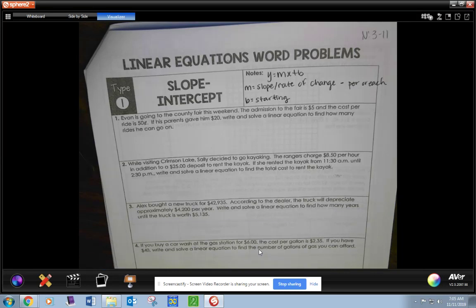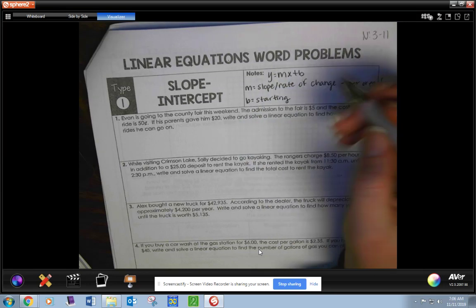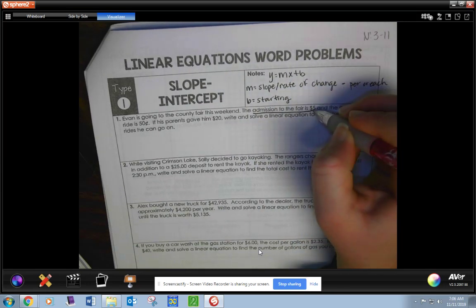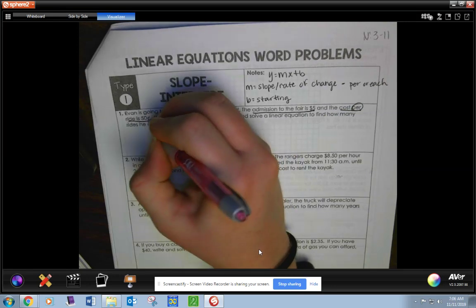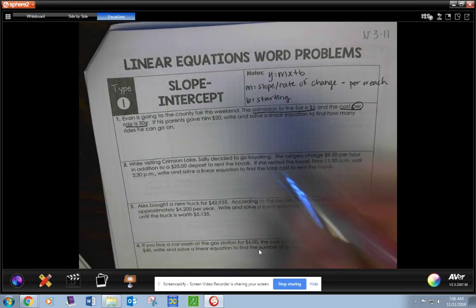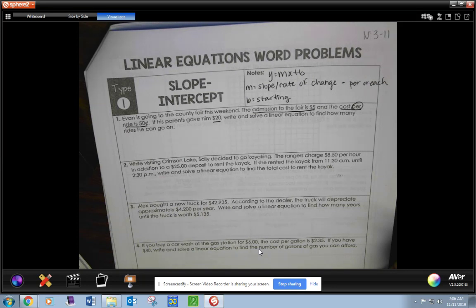information down. Okay, Evan is going to the county fair this weekend. The admission to the fair is $5 and the cost per ride is 50 cents. If his parents gave him $20, write and solve a linear equation to find how many rides he can go on. Okay, so the first thing is the admission is $5. Cost per ride is 50 cents. And his parents gave him 20.